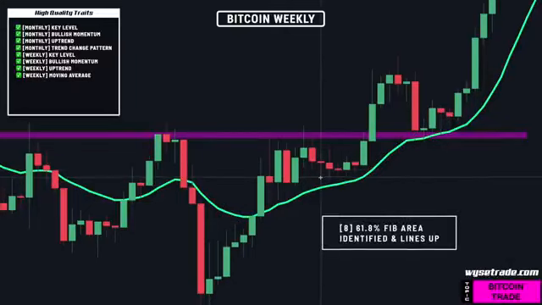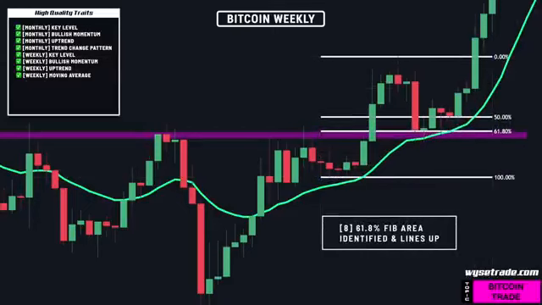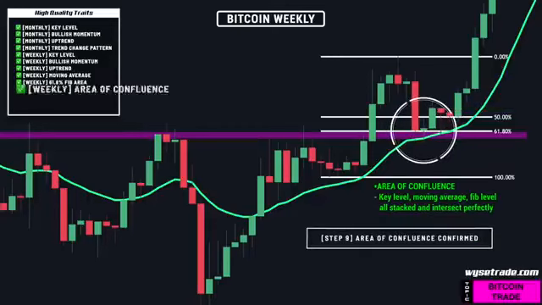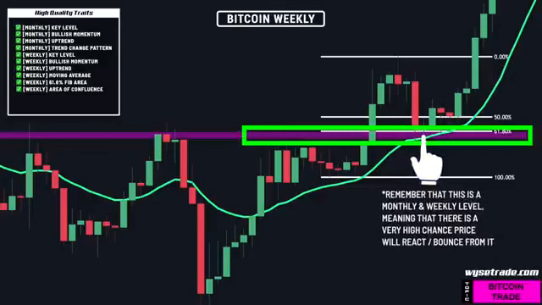Next, with the fib tool, click at the swing low, drag it to the swing high. And notice how the 61.8% fib area also lines up with our trade opportunity. This then gave you your area of confluence. Remember that this is a level that is visible on the monthly and weekly, meaning there is a very high chance that price will react to the level.